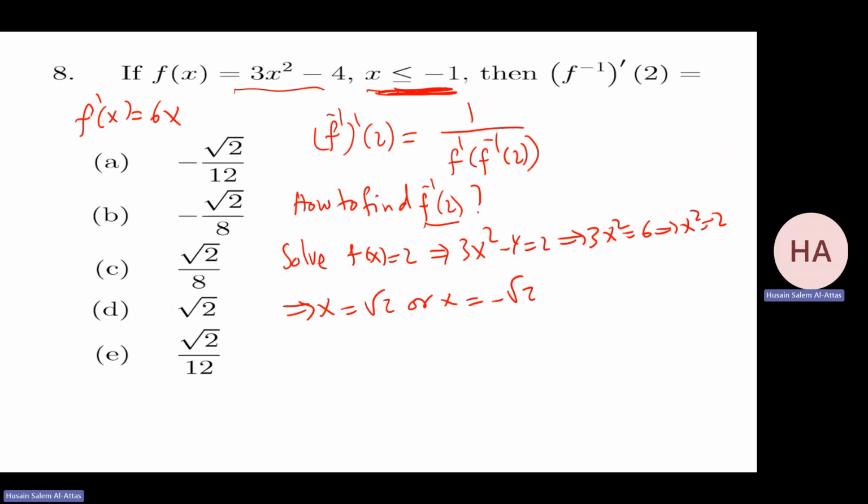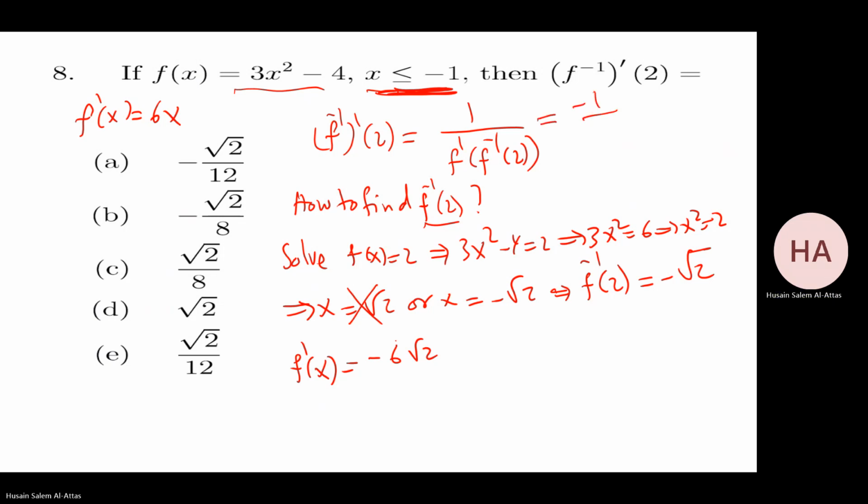I have this condition, so this one is out. That means f inverse of 2 equals minus square root of 2. Now, what will be f prime at x? It will be minus 6 root 2. So this one will be equal to minus 1 over 6 root 2. Rationalize, you get minus root 2 over 12, which is this one.